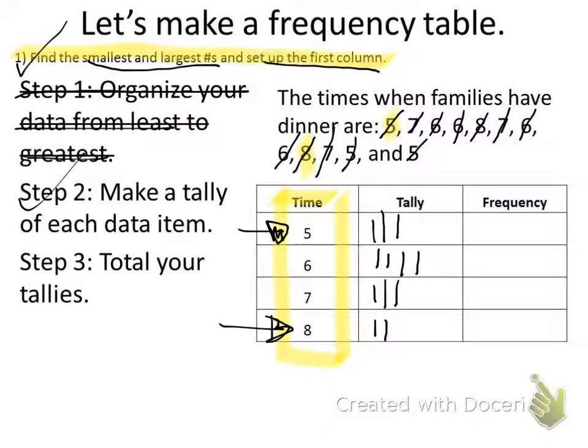We have 5 three times, there's 3 tallies. 6 we have 4 times, 7 we have 3 times, and 8 we have 2 times. And that's it for our frequency table. Step 3 is done. Let's do one more example.